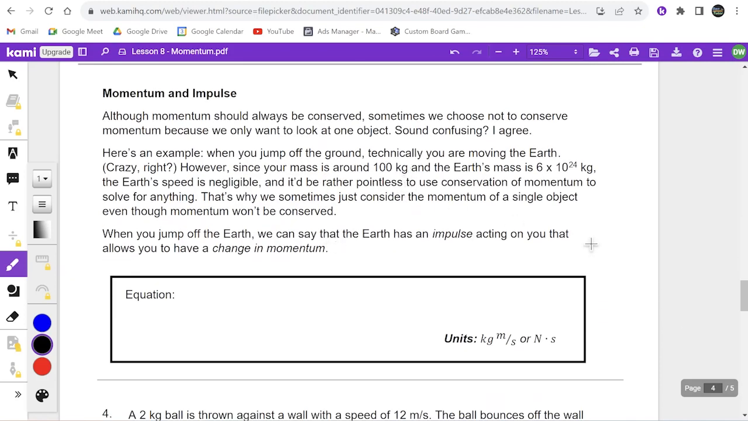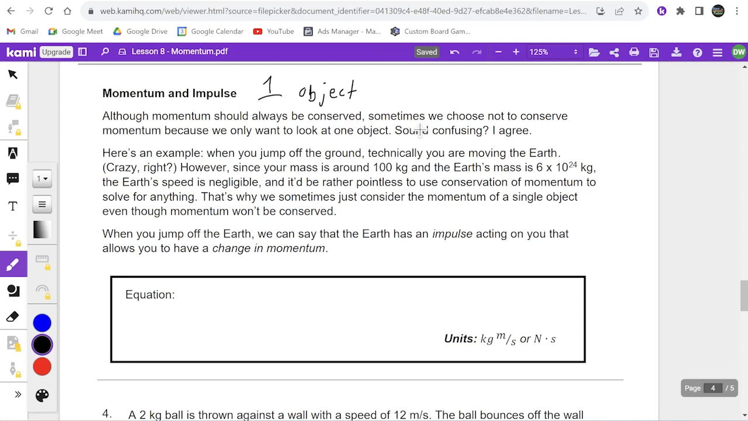So now, for the very last topic we're going to talk about this summer, it's momentum and impulse. Like I mentioned before, momentum is always conserved as long as you have two objects. However, if you only have one object, and I'll give some examples, then that means we're going to use momentum and this thing called impulse.